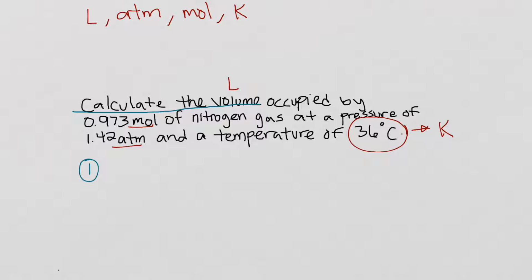To do that, we're going to do 36 degrees Celsius plus 273.15. And that is going to give us, let me calculate this because I'm doing this along with you guys, 36 plus 273.15. And that gives us 309.15 Kelvin.